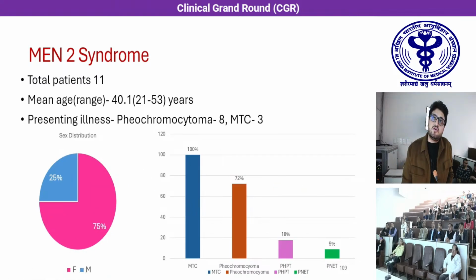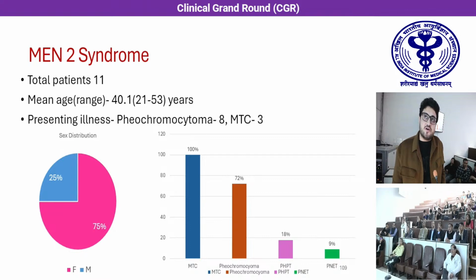In MEN2 syndrome, MEN2A to be specific, the mean age was a little later, that is 40 years, with the presenting illness being pheochromocytoma in 8 patients and MTC in 3 patients. However, on further evaluation, MTC was present in almost all of the patients, and pheo was seen in about 70% of the patients.